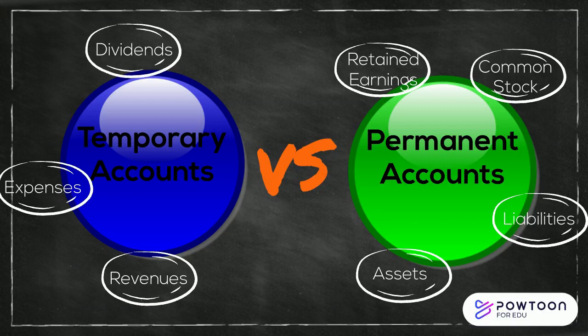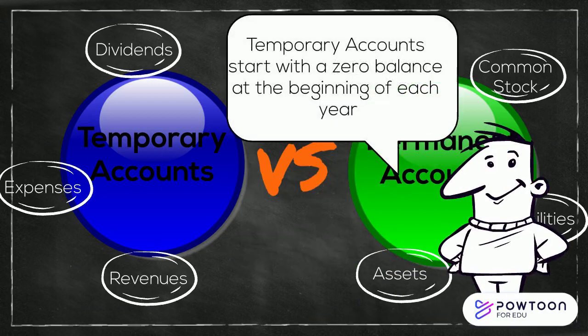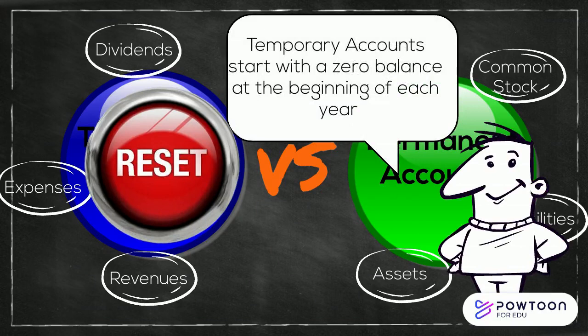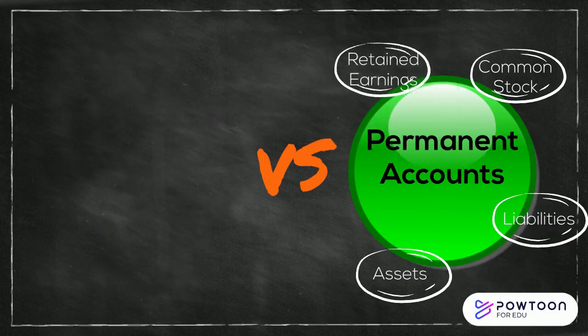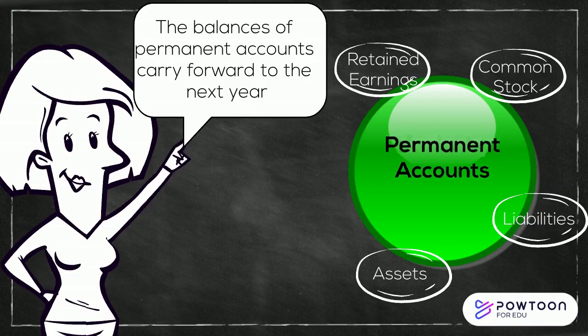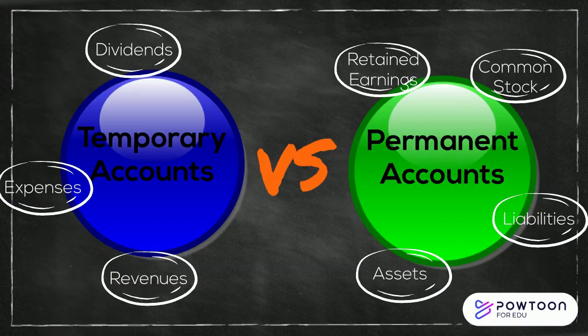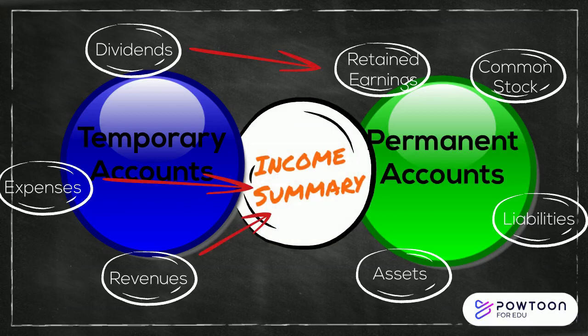Temporary accounts start with a zero balance at the beginning of each year. This requires closing entries to reset them at the end of the year. In contrast, the balance of permanent accounts carries forward to the next year, meaning the ending balance of year 1 becomes the beginning balance in year 2. For this reason, we are required to use closing journal entries to close out the temporary accounts into the permanent ones. We use a new account called Income Summary to help us with that process.